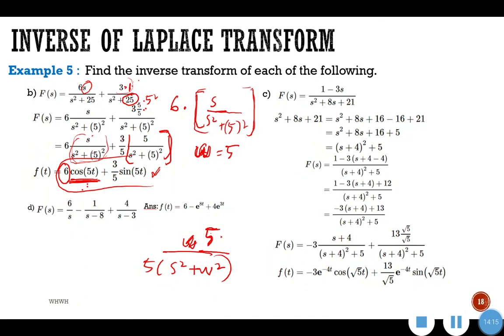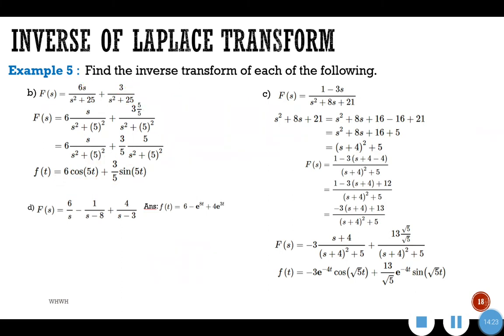Alright, now let's proceed to C. C looks like it is getting more complicated. Let's have a look. For C we have F(s) equals 1 minus 3s over s square plus 8s plus 21. If we look here, this question is actually B reversed, and it can make things look complicated to you.